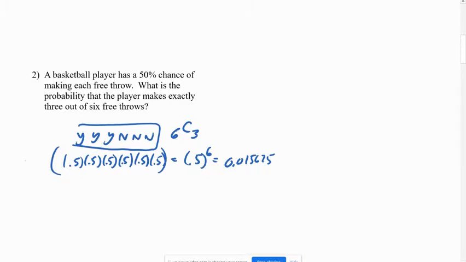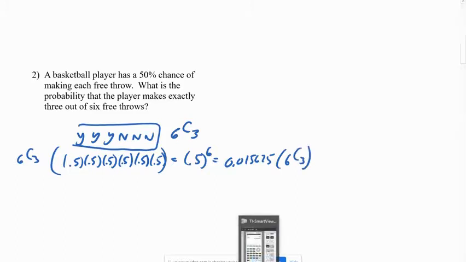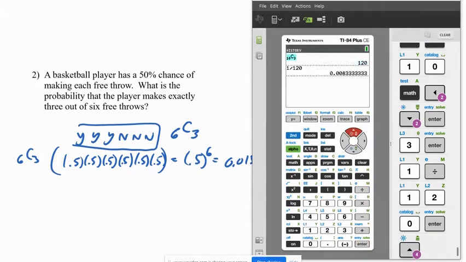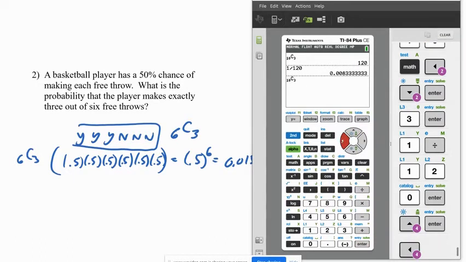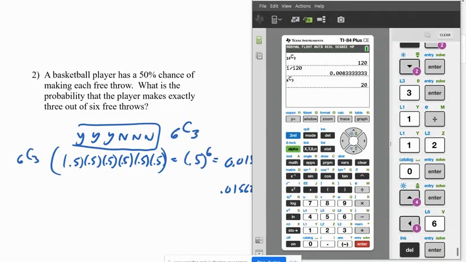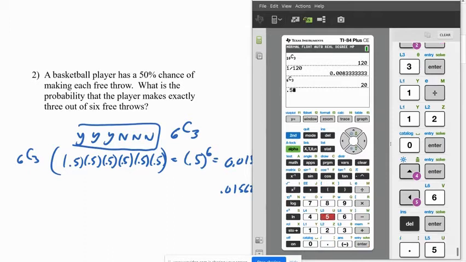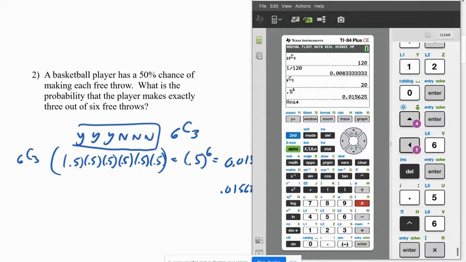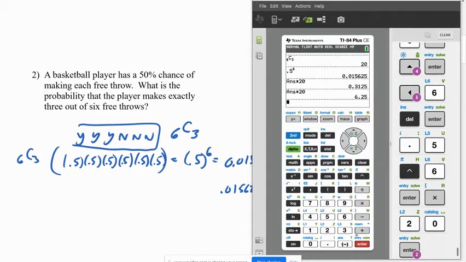And so times 6 choose 3. And so 6 choose 3 is 20. And so it's 0.015625 times 20. So it was 0.5 raised to the sixth power times 20. Turns out to be 6.25.